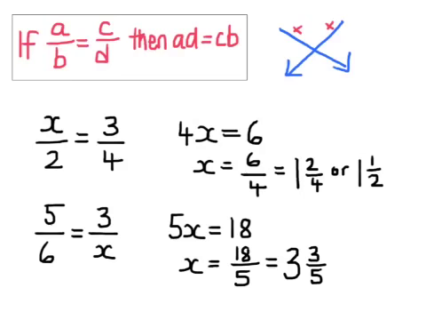So to recap, if we have two fractions that are equal, which I've called A over B and C over D in the top box, then we can use a technique in maths called cross multiplying, where we can say that A times D, top left times bottom right, is going to equal C times B, which is top right times bottom left.